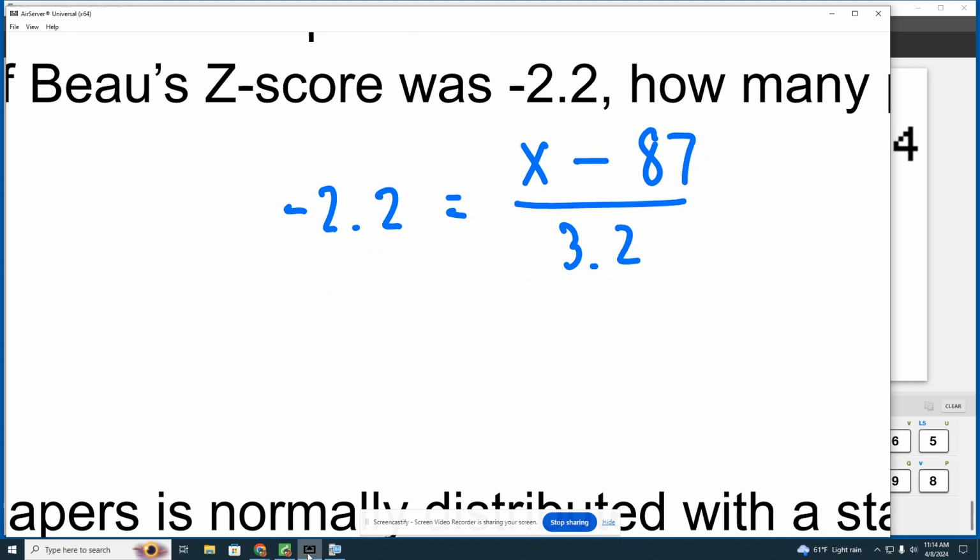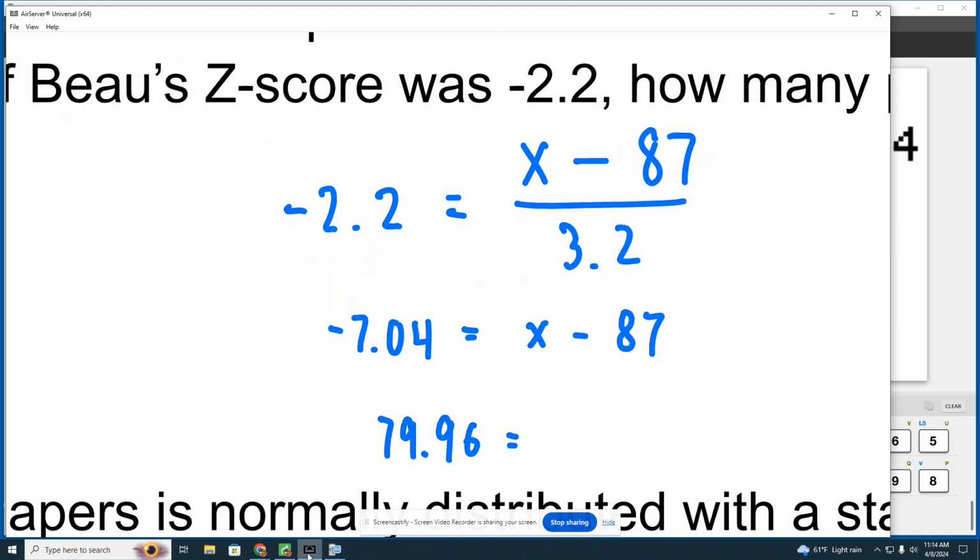Now solving this problem should not be hard for you guys. Don't I need to get rid of that 3.2? How do I get rid of that 3.2? So go negative 2.2 times 3.2, and that equals x minus 87. Guys, once again, how do I solve for x? Add 87. So negative 7.04 plus 87 is 79.96.